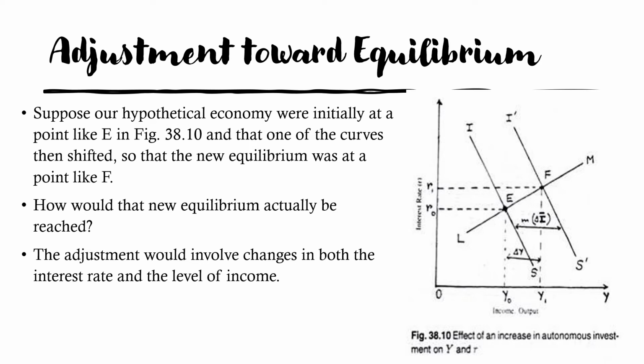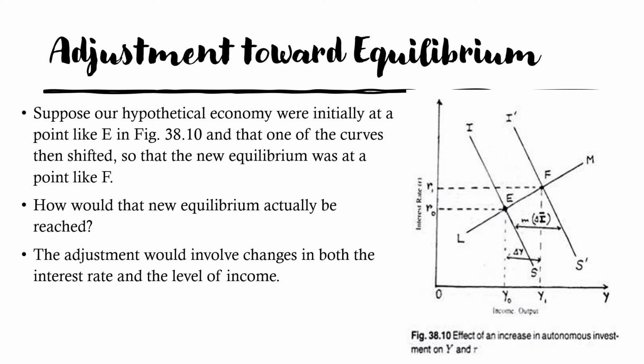Okay, so having said so, let's come to a question. What will happen if the equilibrium is disturbed, or what will happen if the equilibrium is not attained? In that case, there would be a movement towards equilibrium position. So suppose a hypothetical economy which is initially at a point E, and one of the curves is then shifted. Just imagine that one of the curves has shifted so that the new equilibrium is at point F. How would that new equilibrium actually be reached?